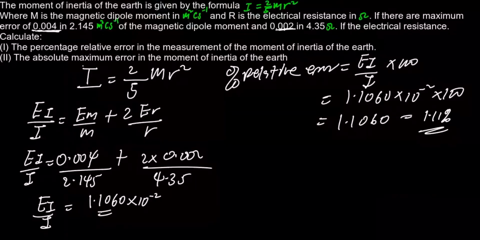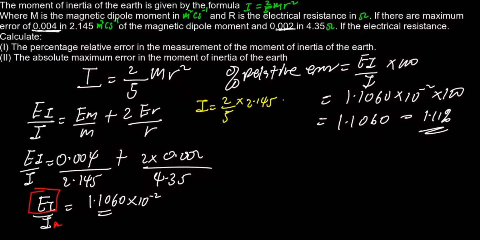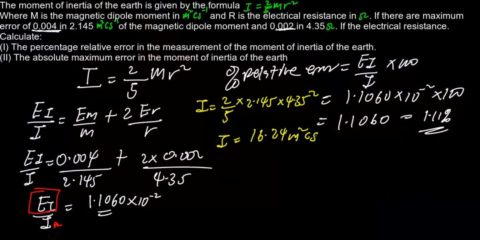So the question asks to calculate the absolute maximum error. So what's the absolute maximum error? You're asked to calculate this E. So before you calculate E, calculate I from this formula that you have here. So how will I do that? See, my I is equal to 2 over 5 m r squared. M is 2.145, the real value, times R is 4.35, then squared. So I will be equal to what? So punch your calculator. You have 16.24 meter square C. Just forget about the unit. If it's an objective question, forget about the unit. So I've gotten my I.